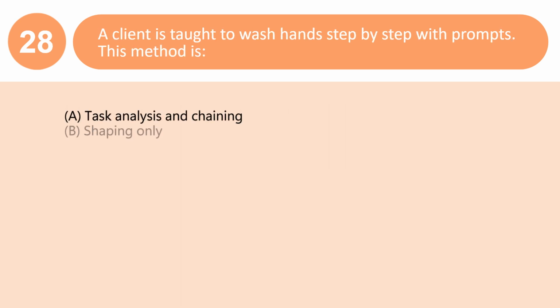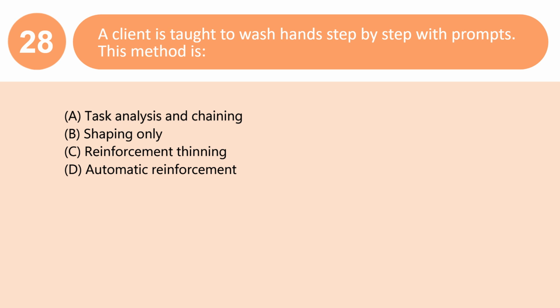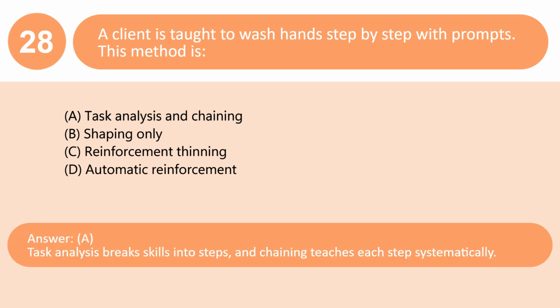A client is taught to wash hands step by step with prompts. This method is A. Task analysis and chaining. B. Shaping only. C. Reinforcement thinning. D. Automatic reinforcement. Answer A. Task analysis breaks skills into steps, and chaining teaches each step systematically.